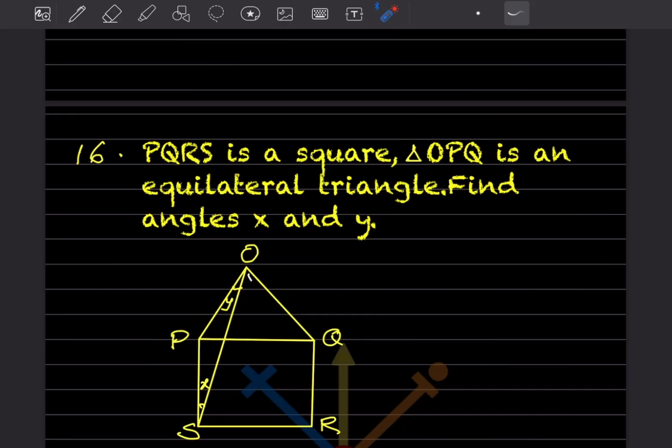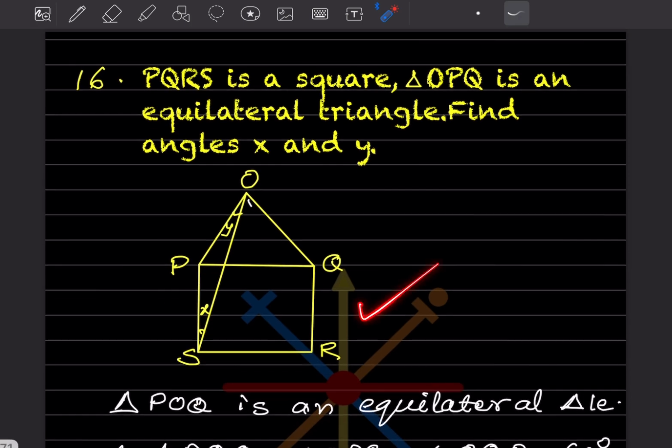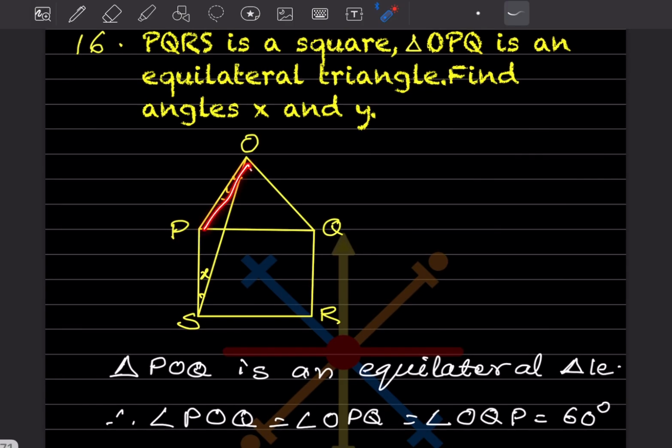Now your PQRS is a square. Triangle OPQ is an equilateral triangle and you have to find the angles X and Y. So now this is the figure given. So since they said triangle OPQ is an equilateral triangle, that means all three sides are going to be equal as well as these angles will be equal.